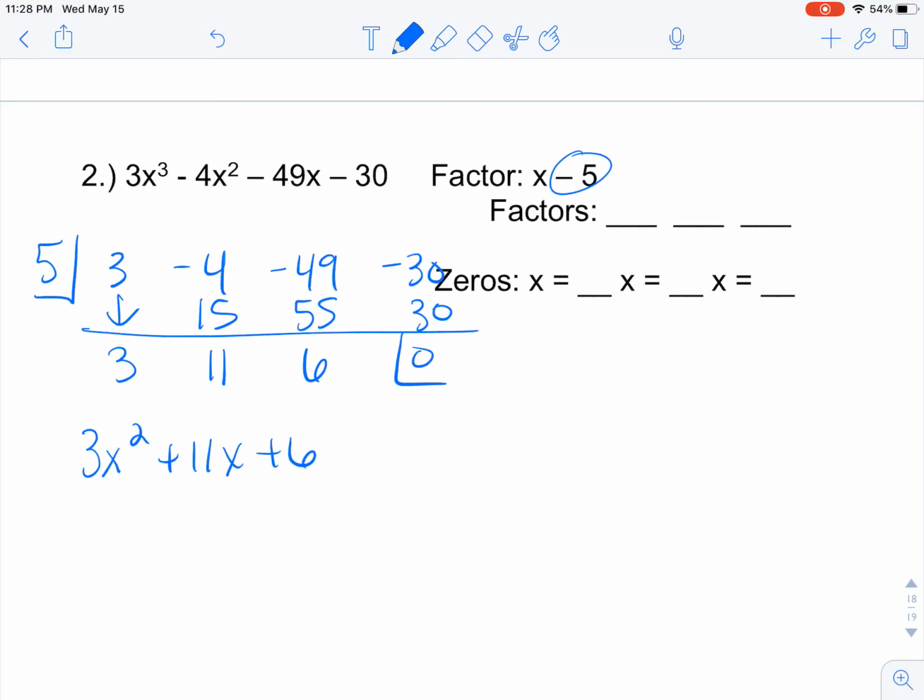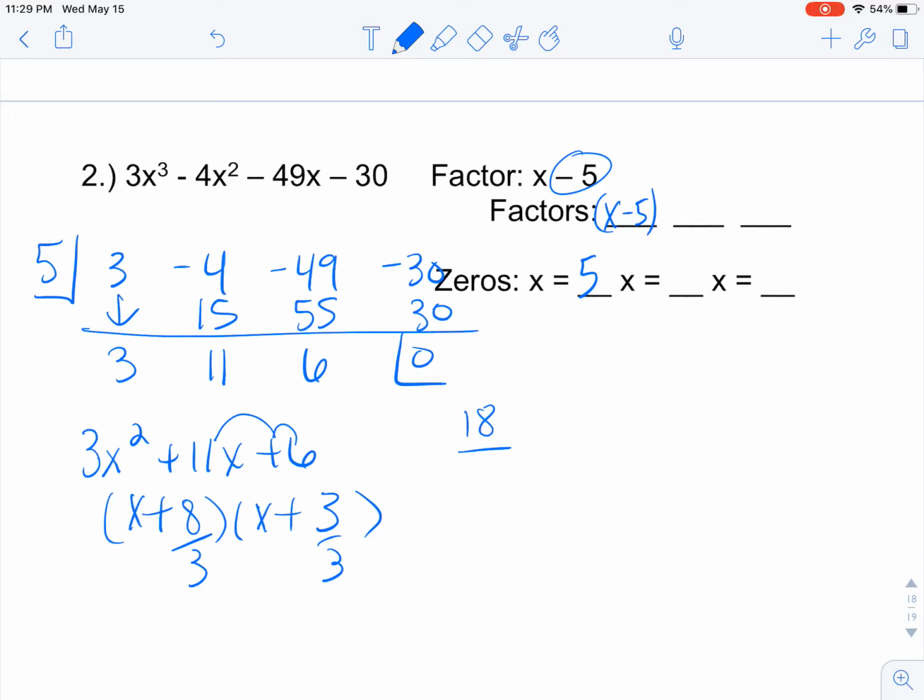All right, so one of my factors is x minus 5. We already know that, so that means one of my zeros is 5. Open up 2 sets of parentheses. 3 times 6 is 18. Factors of 18 that add to give me 11. So again, that's going to be 8 and 3. We've done that one previously. First one is plus, second one is plus, divide by your a value.